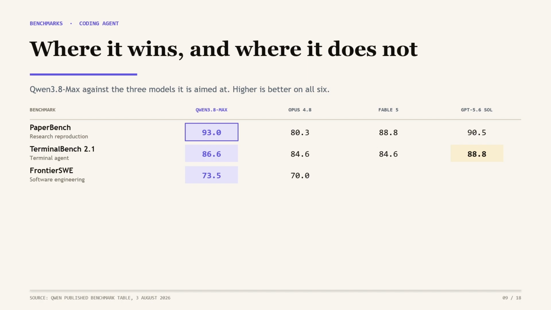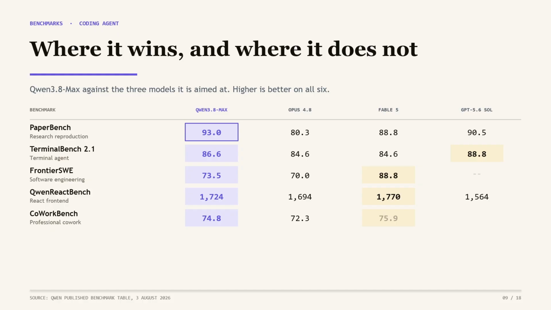On React frontend work, it is 17.24 ahead of Opus, behind Fable. And then the losses. On SWE Bench Pro it scores 67.7. Claude Fable 5 gets 80, that is a wide gap. On Frontier SWE, 73.5 against 88.8.